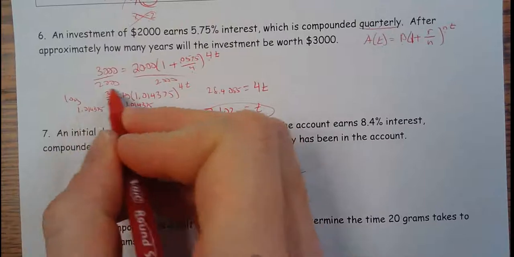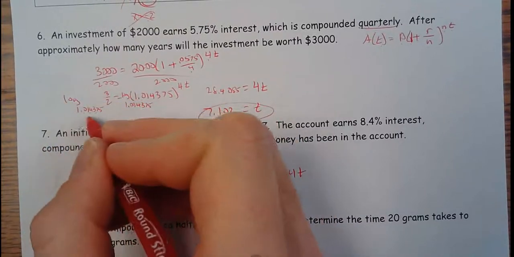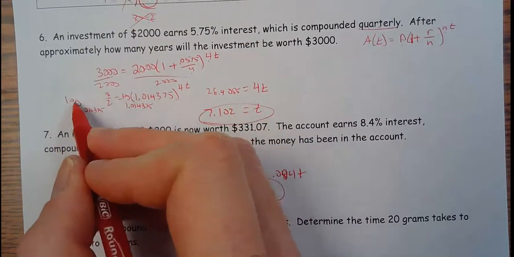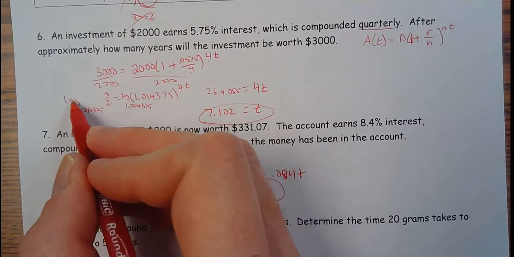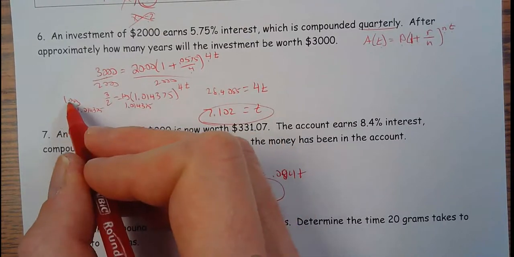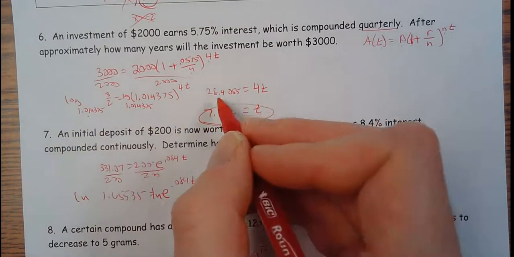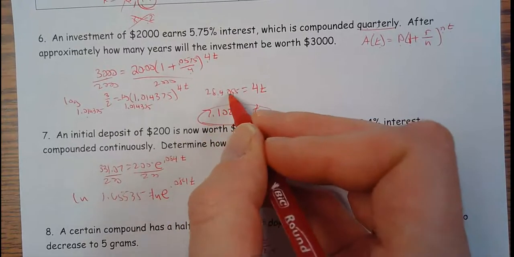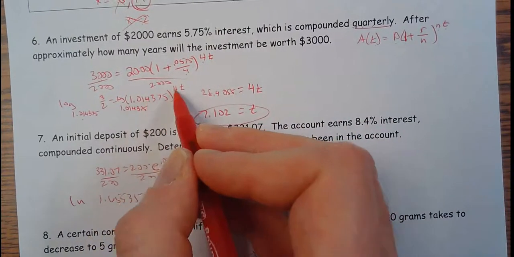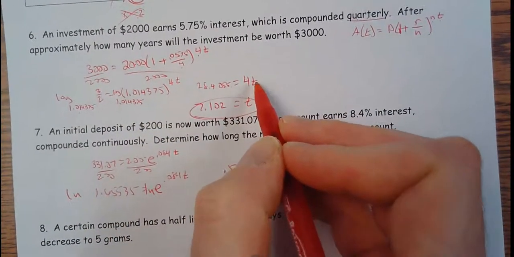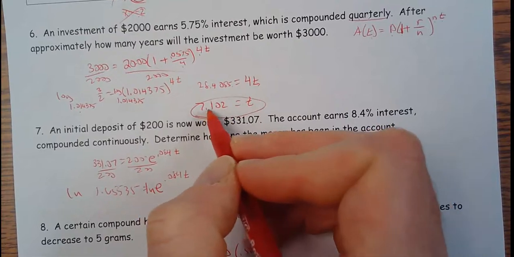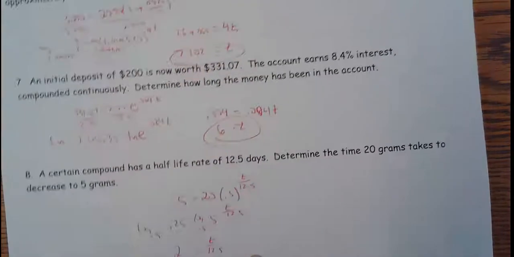And to find this, just use the change of base formula on your calculator. So type this in the calculator: log, so common log or natural log of 3 halves divided by the common or natural log of 1.014375, and you get 28.4085. Over here, it's just going to be 4t, that's all that's left. And then divide by 4, so 7.102.